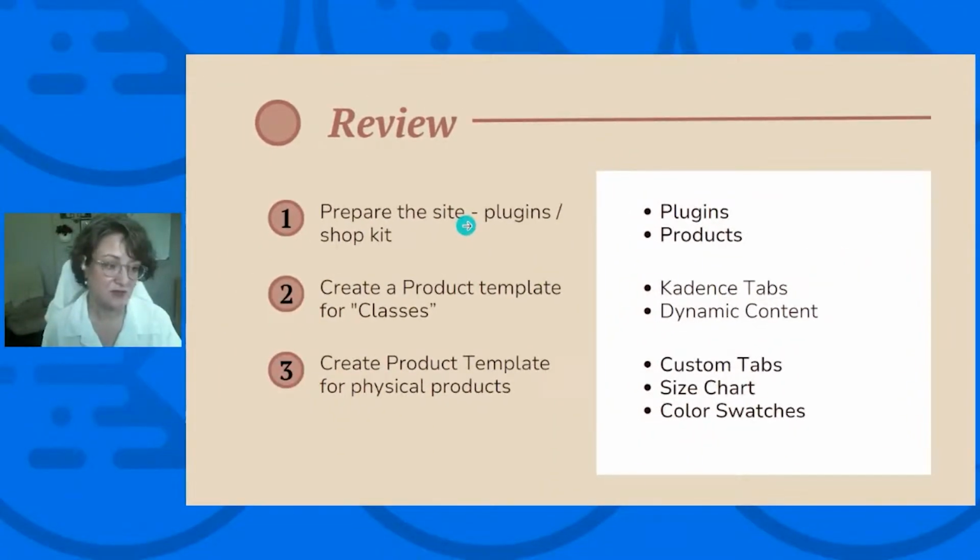So today you went through a bunch of really cool options for ShopKit and Kadence Pro, which allows some WooCommerce options. We learned about the Kadence tabs, dynamic content when we did the first template. In the second template, we learned about custom tabs, the size chart, and the color swatches, and how to display each one as well.